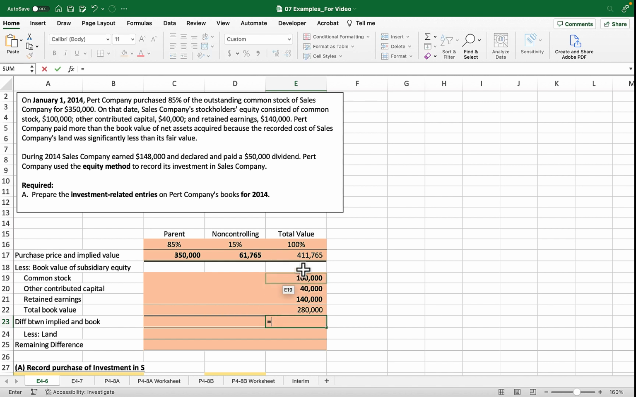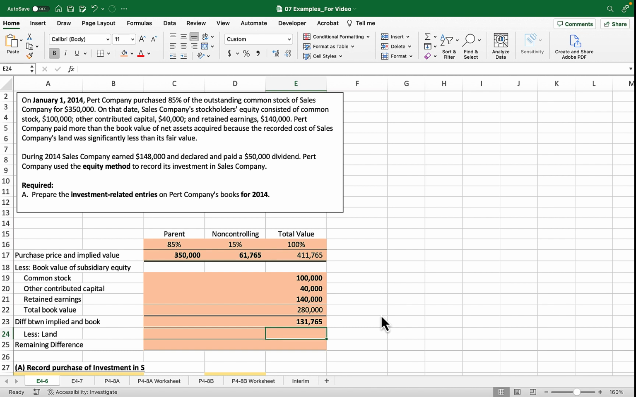We're next going to compare our implied value to that book value to calculate our difference between implied and book. And so our difference between implied and book is $131,765. So that means we were basically willing to pay that much more than book value for this entity. That could be due to 2 reasons. It could be because we believe that the fair value of the net assets is greater than the book value, and so we would be willing to pay that. Or it could be future earnings potential that we are calling goodwill.